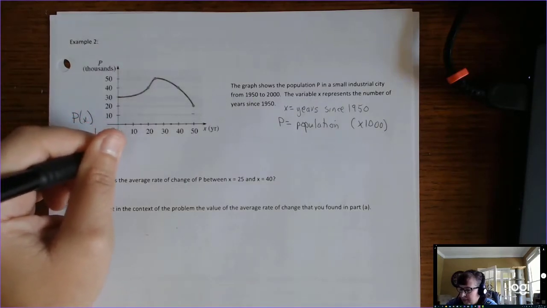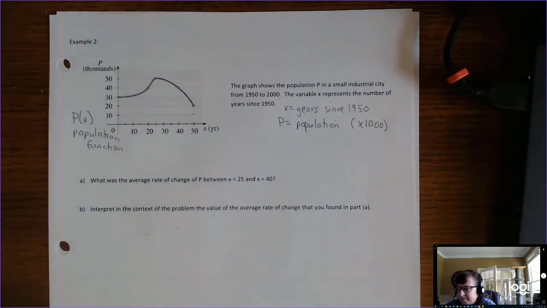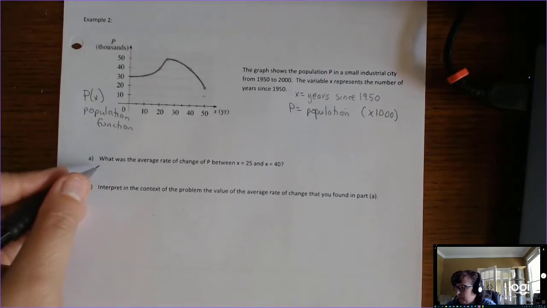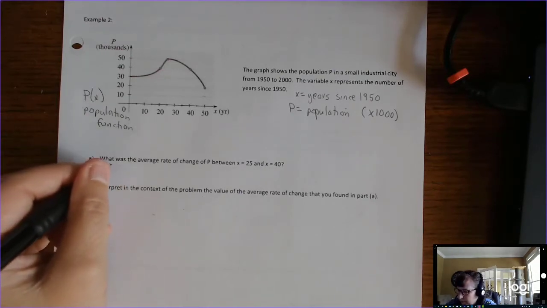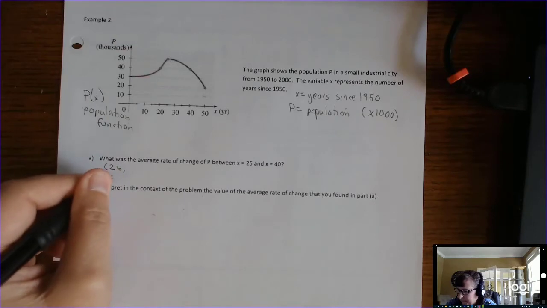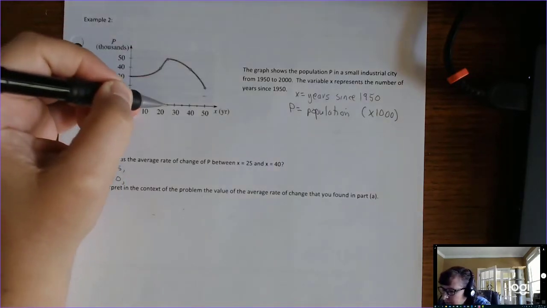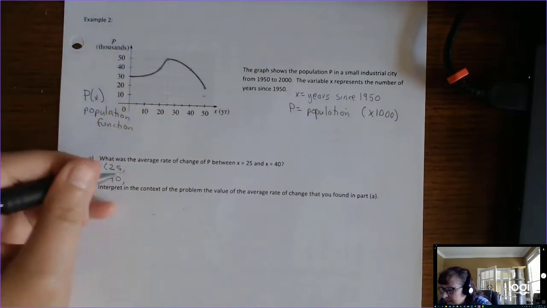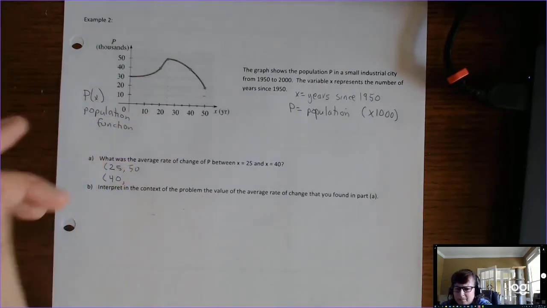It's a function that, depending on the year since 1950, you'll be able to see the population. Okay, so the math of it is what's the average rate of change between x is 25 and x is 40. Well, you need ordered pairs, so you're going to have to pull ordered pairs off the graph this time. All right, so when x is 25, which is right here, y is 50.